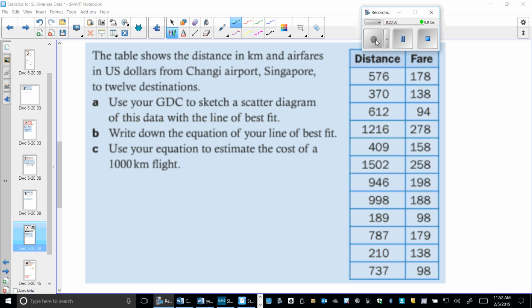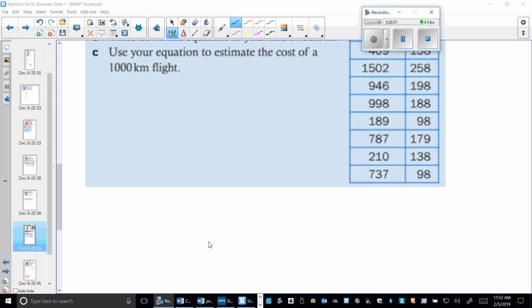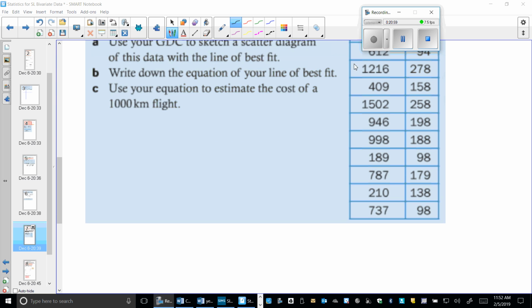It's very exciting. Use your GDC to sketch a scatter diagram of this. Write down the equation for the line of best fit. Use your equation to estimate the cost of a 1,000-kilometer flight. What are we going to do then? Substitute 1,000 in there. Get an answer. The end.